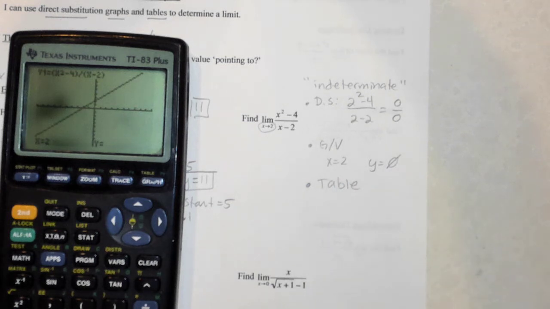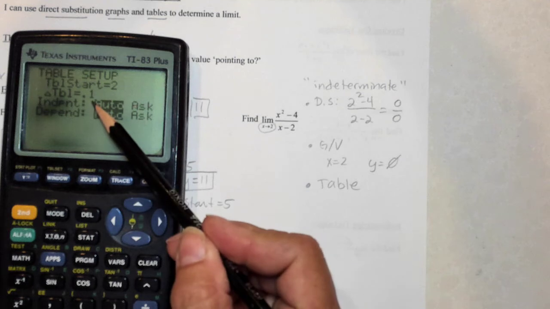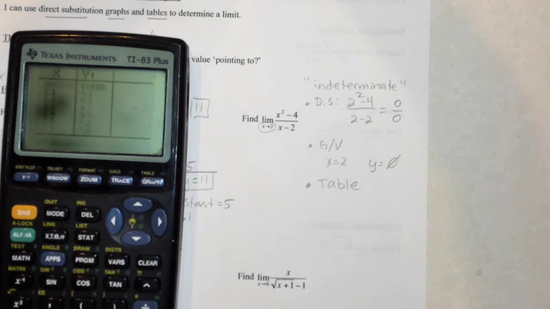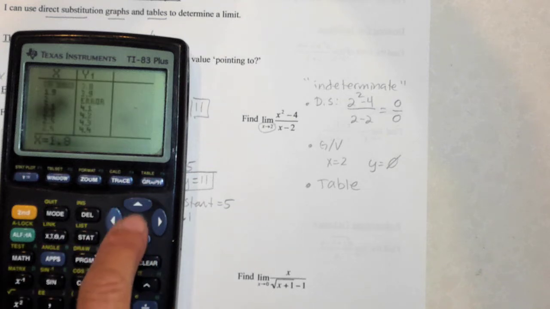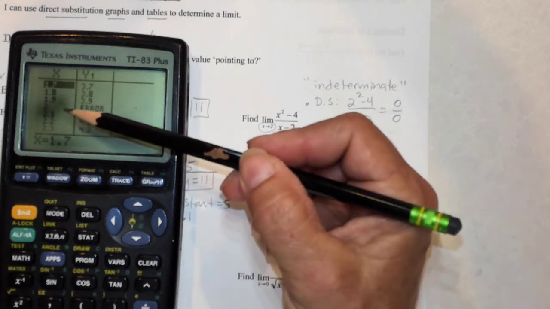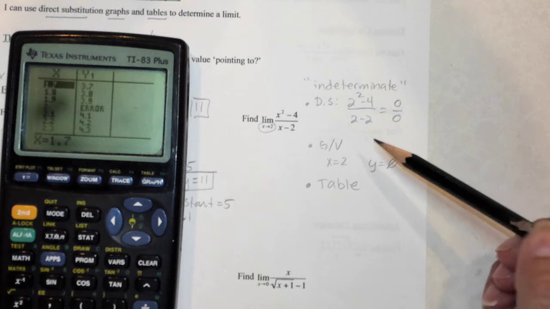So second table set, I'm interested in what's happening around the value 2. And again, I want to keep this number low so that it's closing in around that 2. So second table, I want to see the table. And then I scoot up a little bit and then I look. See how there's an error? That's because when you plug the 2 in, you get a 0 on the bottom. So you get an error on your calculator.